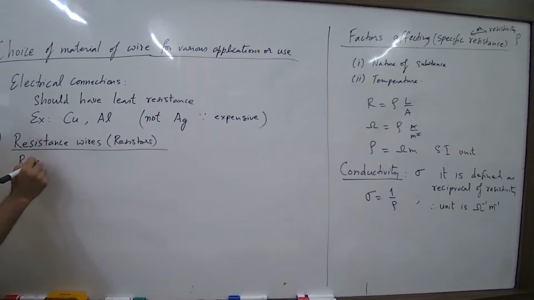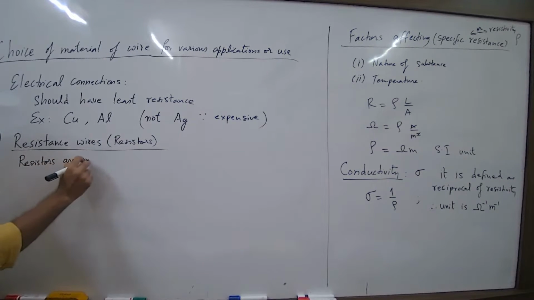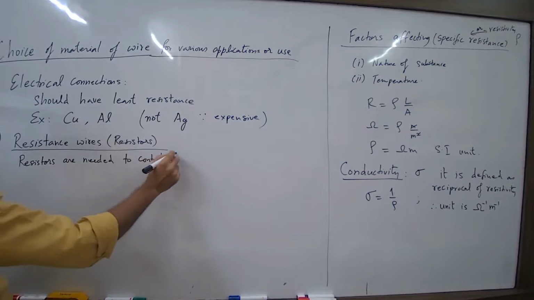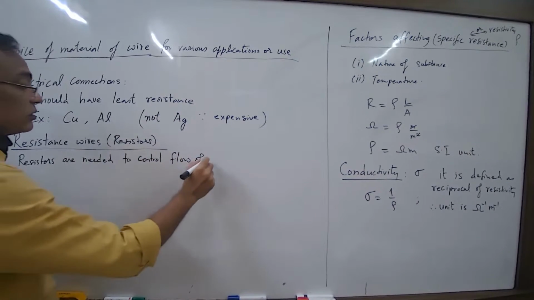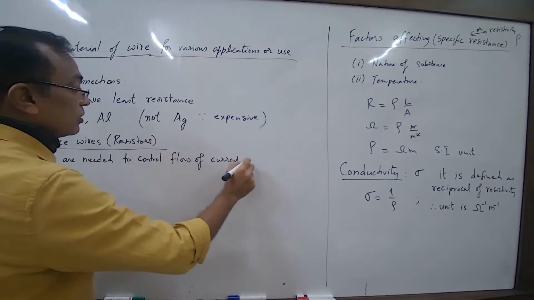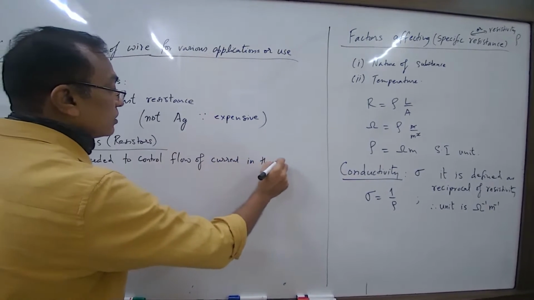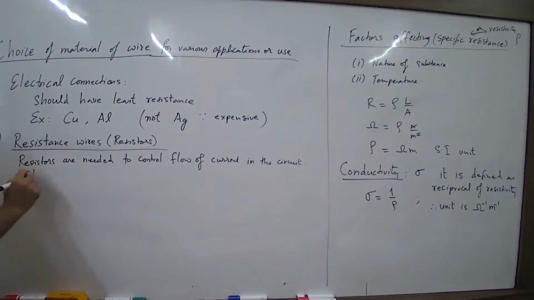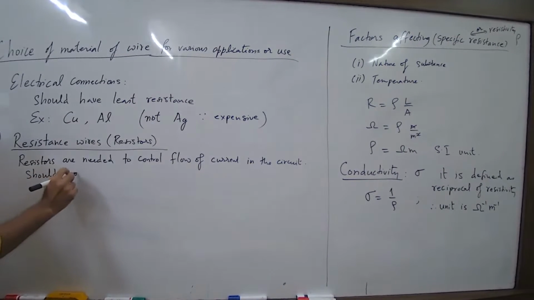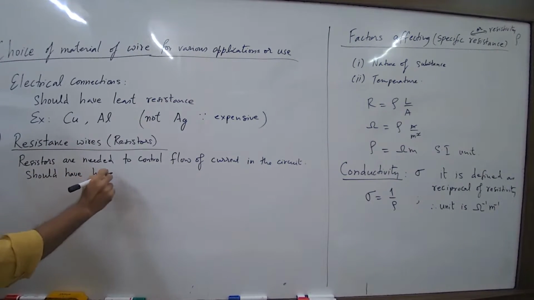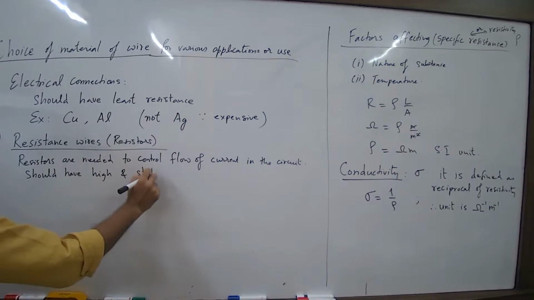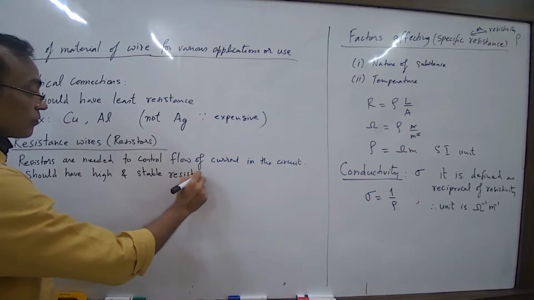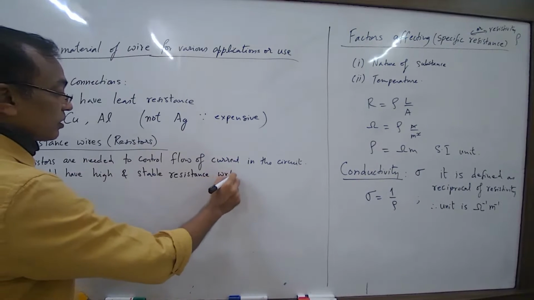Resistors are needed to control the flow of current in the circuit, ठीक है? So should have high resistance, high and stable resistance. Stable means it should not change with temperature. Okay? With respect to temperature rise.